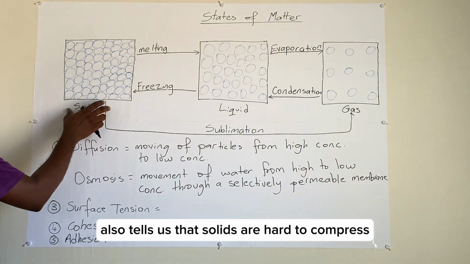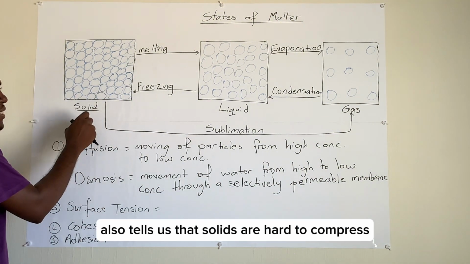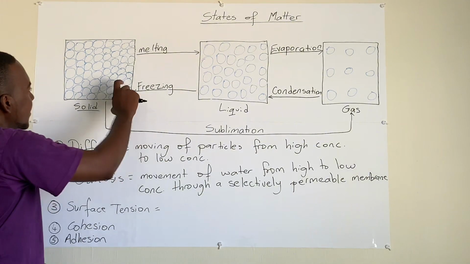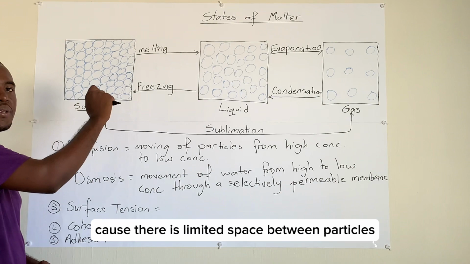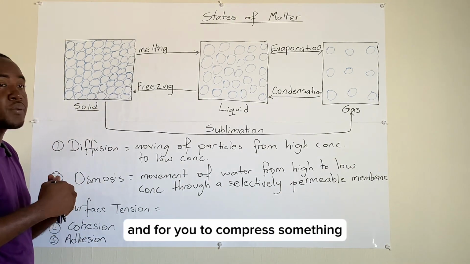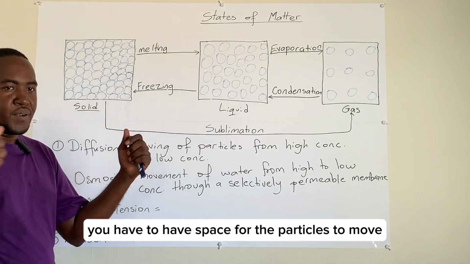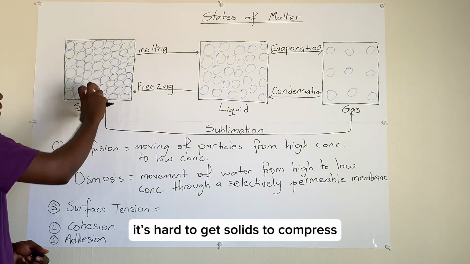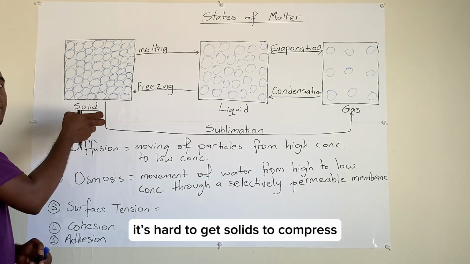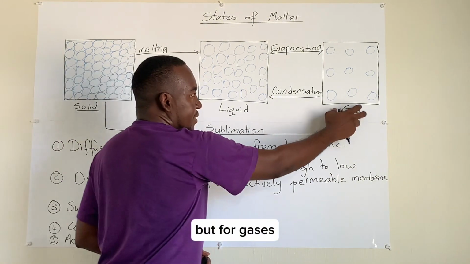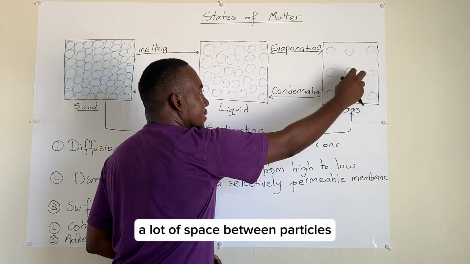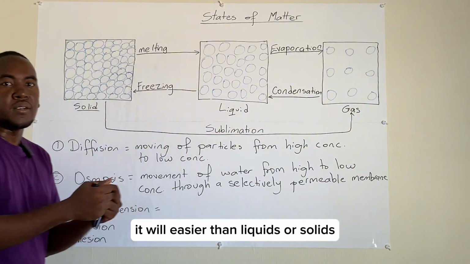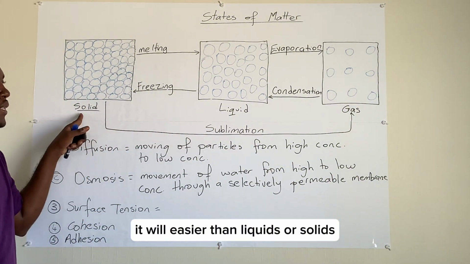It also tells us that solids are hard to compress. Why are they hard to compress? Because there is limited space between particles. And for you to compress something, you have to have space for the particles to move, right? So because there is limited space, it's hard to get solids to compress. But for gases, there is a lot of space between particles. So when we compress gases, it will be easier than liquids or solids.